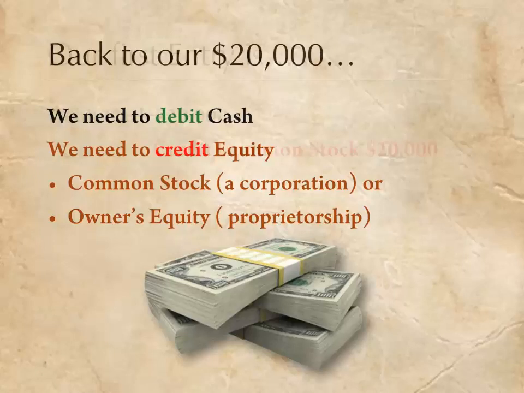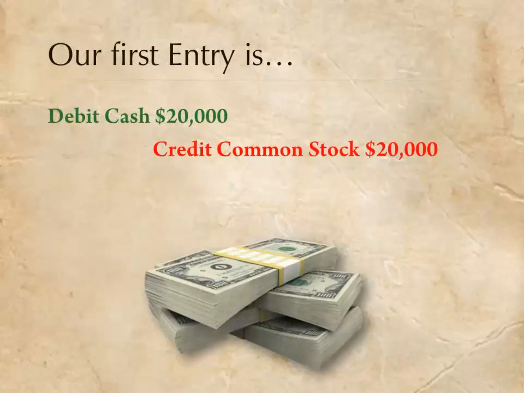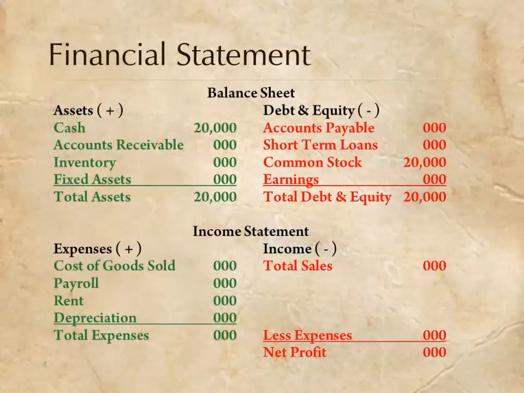So we have $20,000 to account for. Our entry is to debit cash for $20,000 because we added $20,000 in cash, and we will credit common stock for $20,000. Debits equal credits, so our transaction is balanced. Let's look at our financial statement and see what it looks like. Notice that the only accounts with amounts are cash and common stock. Notice also that total assets equals total debt and equity.